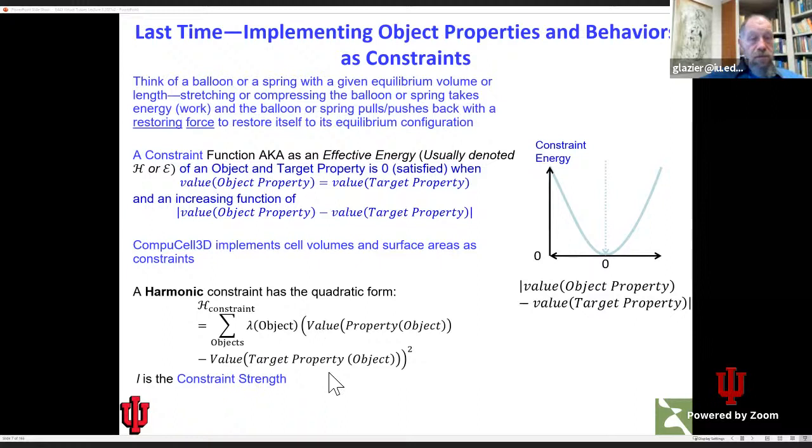And you take the difference squared because you want, like the spring, if you push inward, you want the spring to push out. If you pull outward, you want the spring to pull back in. So you want the restoring force to be symmetrical. And quadratic energies are the typical way to do that. You can build other energy forms, but in CompuCell, we'll typically use that quadratic form.